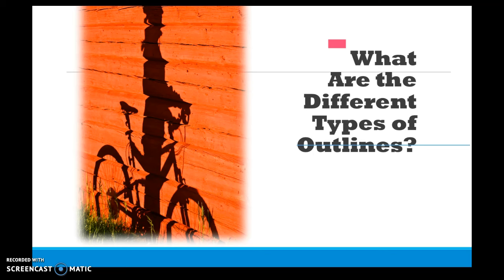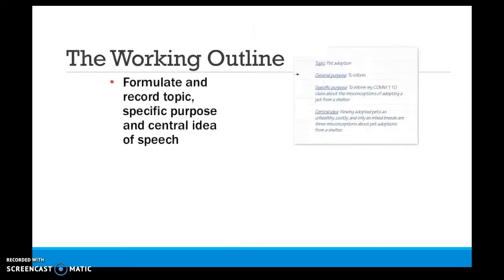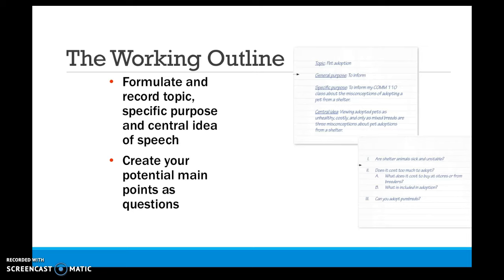There are a couple different types of outlines you will be doing in this class. I won't be seeing all of them, so that's a good thing. I will just be grading 2 of them. The first one is the working outline. This is your draft. Working outlines are usually handwritten, but for this class, obviously online, you'll be typing these out. They organize your thoughts as you progress through the early stages. They formulate and record your topic, your general and specific purpose, and your central idea. They also create your potential main points as questions.